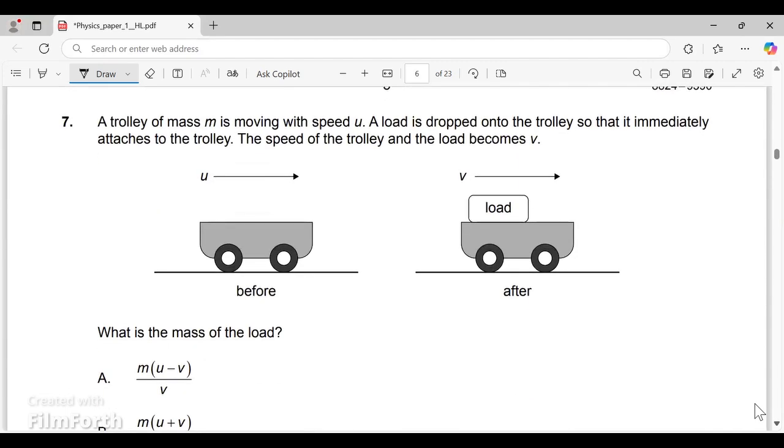A trolley of mass m is moving with speed u. A load is dropped onto the trolley so that it's immediately attached to the trolley. The speed of the trolley and the load becomes v. It's in the diagram. What is the mass of the load?